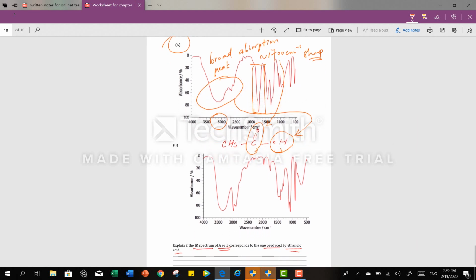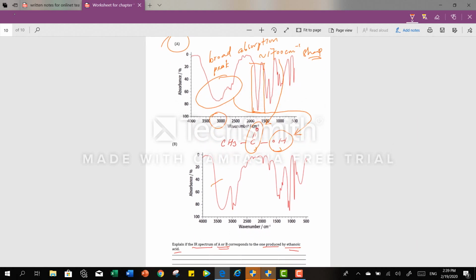Now you can look at the other one. The other one, even though it has an OH peak, the broad absorption peak around 3000, when you take a look here, there is an absence of the sharp absorption peak. Which means that it doesn't contain C=O. So the answer is A.